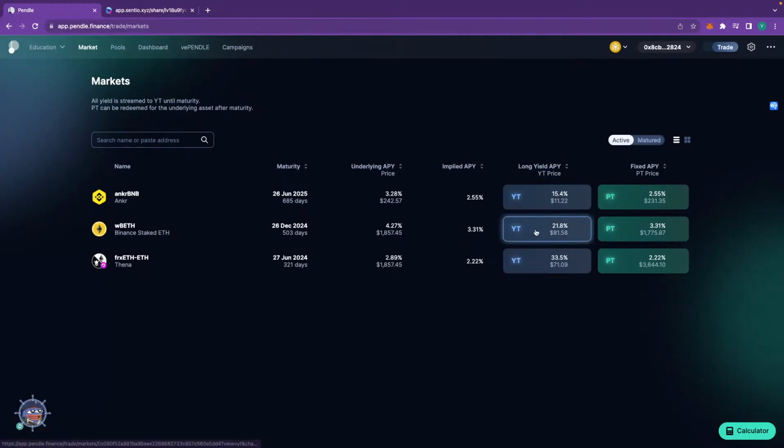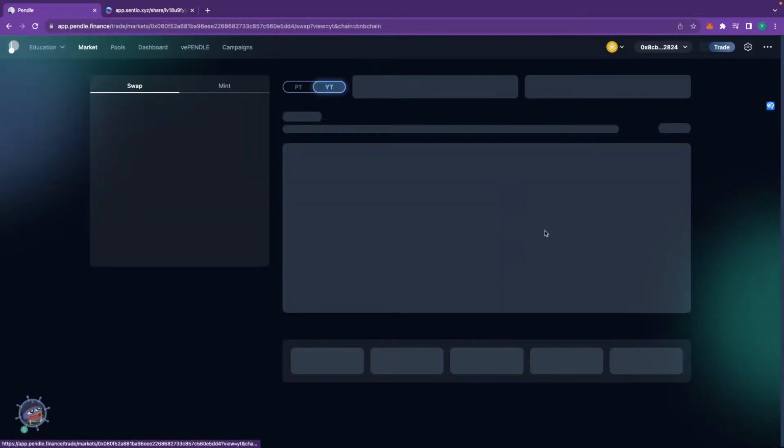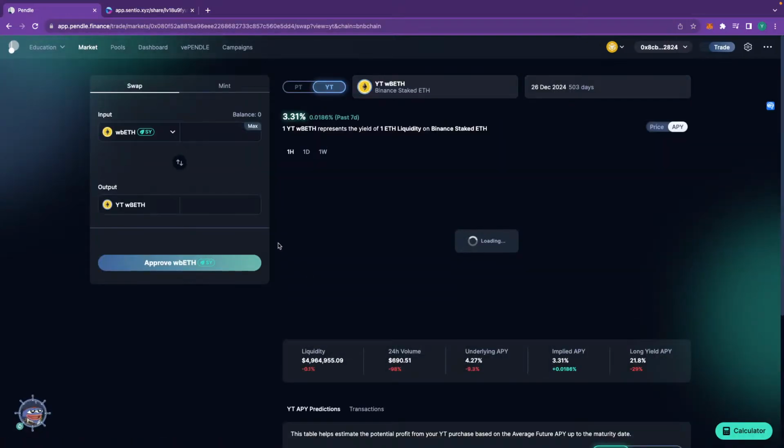And the long yield APY is a quick gauge to see how undervalued YT could be. Long yield APY is basically the APY returns if you buy YT right now and hold it all the way, assuming that the underlying APY will stay exactly the same at 4.27%. Okay, let's look at the YT trading page for this market to see more details.